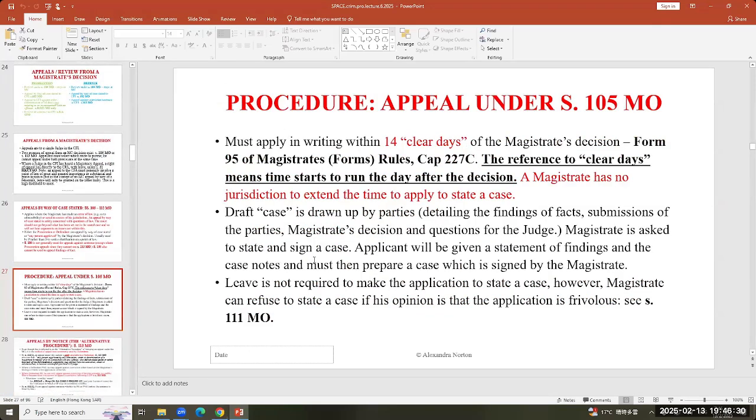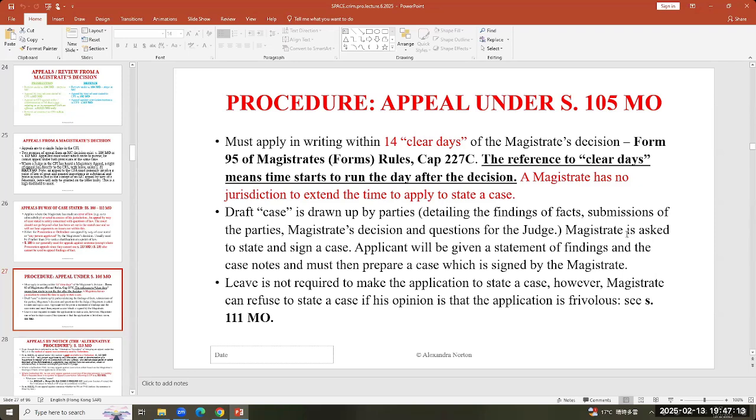And you can see from the procedure here that it involves drafting up a case, going through the findings of fact and the submissions, what the decision was and what questions you want to raise on appeal. The magistrate has to state and sign a case, and the applicant gets a statement of findings. He has to prepare a case. So in practice, defendants never use Section 105 to appeal. It is more costly. It takes more time. It's very cumbersome, very annoying and difficult because there's all these procedural hoops that you have to jump through.